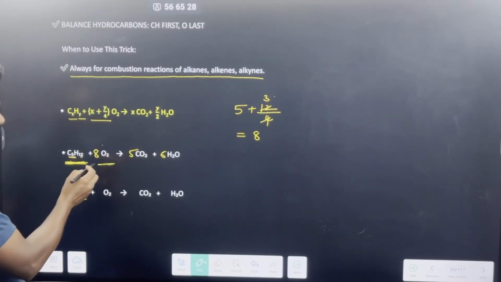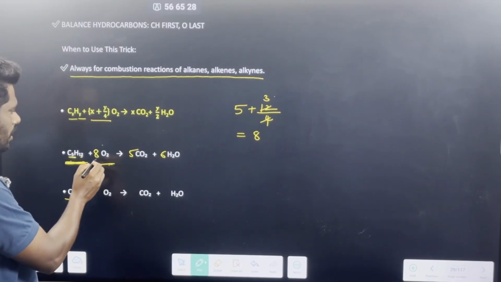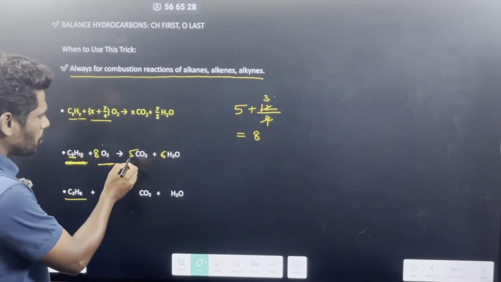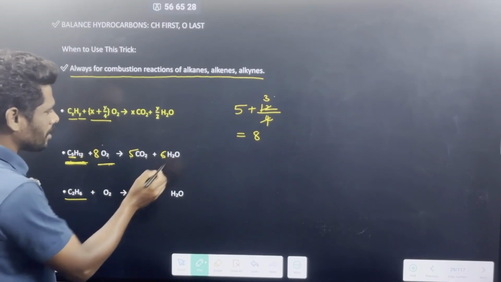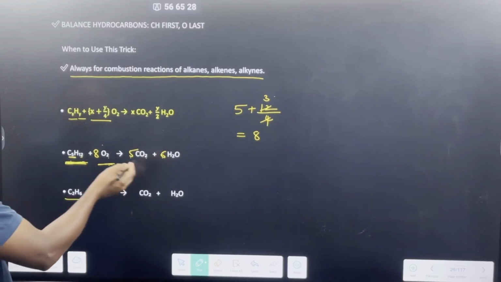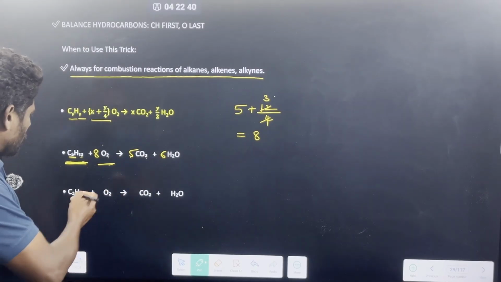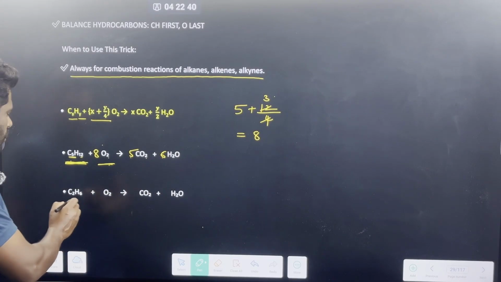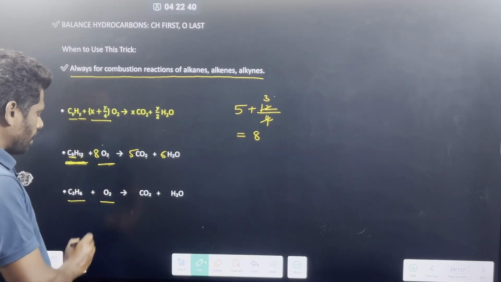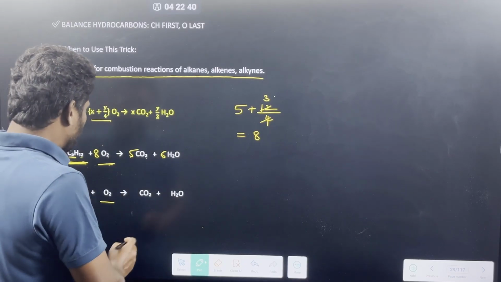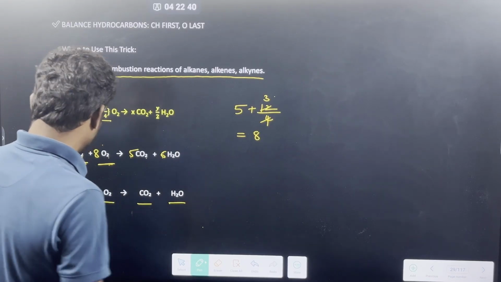So simply you can match it. Number of oxygen atoms is 16 here. So 5 2s are 10, 6 1s are 6, totally 16. The equation is balanced. Now let's look at the next equation. Ethane undergoing combustion to form carbon dioxide and water.